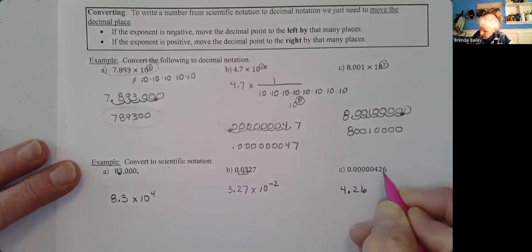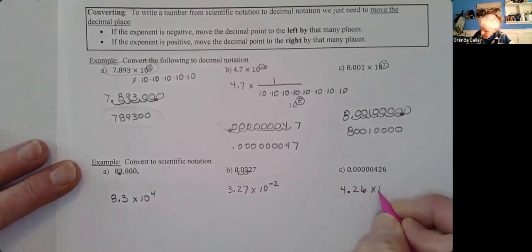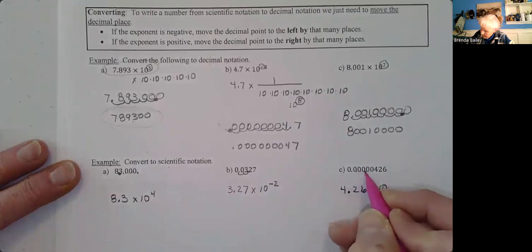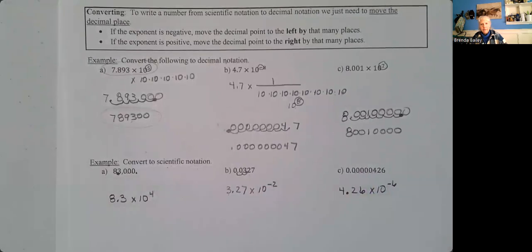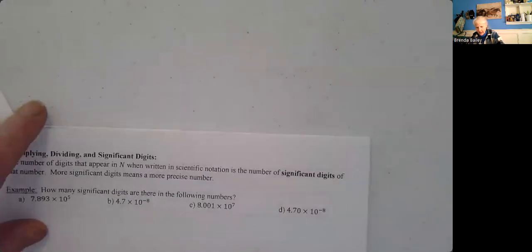4.26. One number to the left. 1, 2, 3, 4, 5, 6. -6. Okay, perfect. All right, let's look at the next page and see if there's anything here that we're not going to do the significant digits.